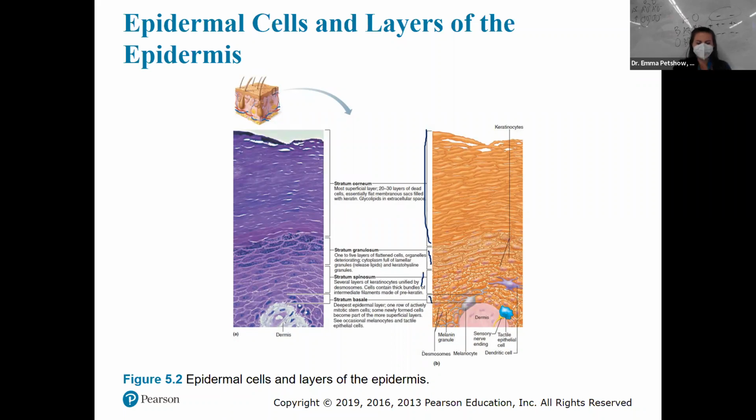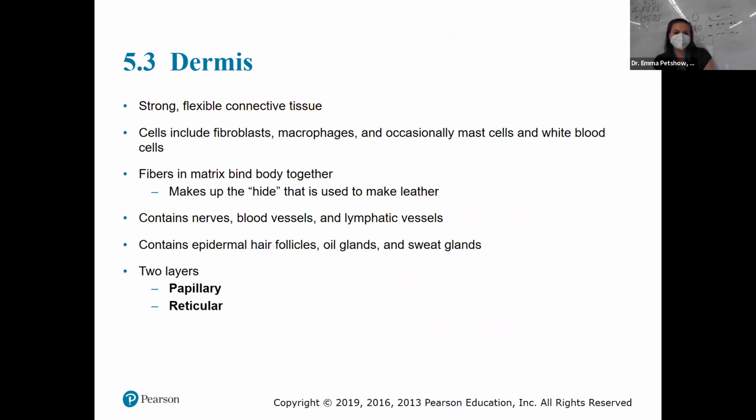This is showing thin skin. There's no lucidum in this picture. Then we have our dermis. Our dermis is our strong, flexible, connective tissue. It contains a lot more cell types: fibroblasts, macrophages, mast cells, white blood cells. It also contains our nerves, our blood vessels, our lymph vessels, our hair follicles, our oil glands, and our sweat glands.